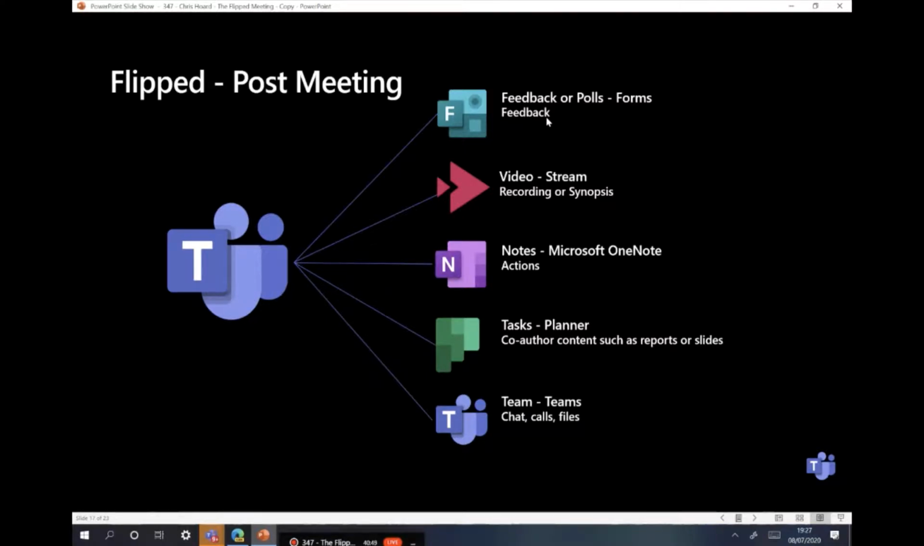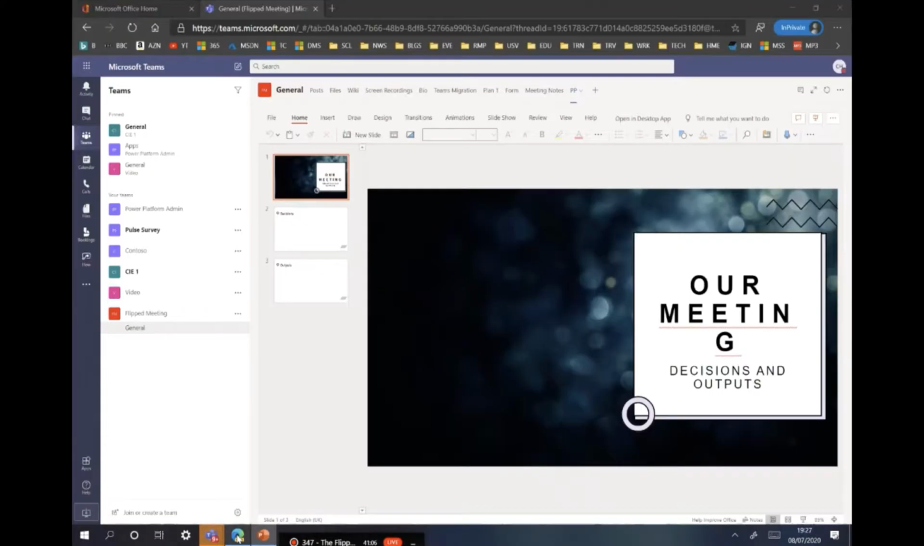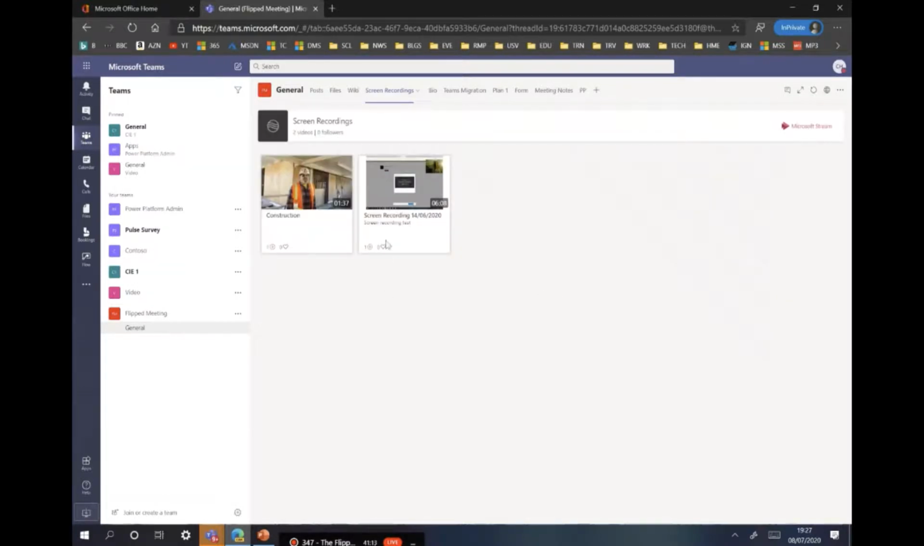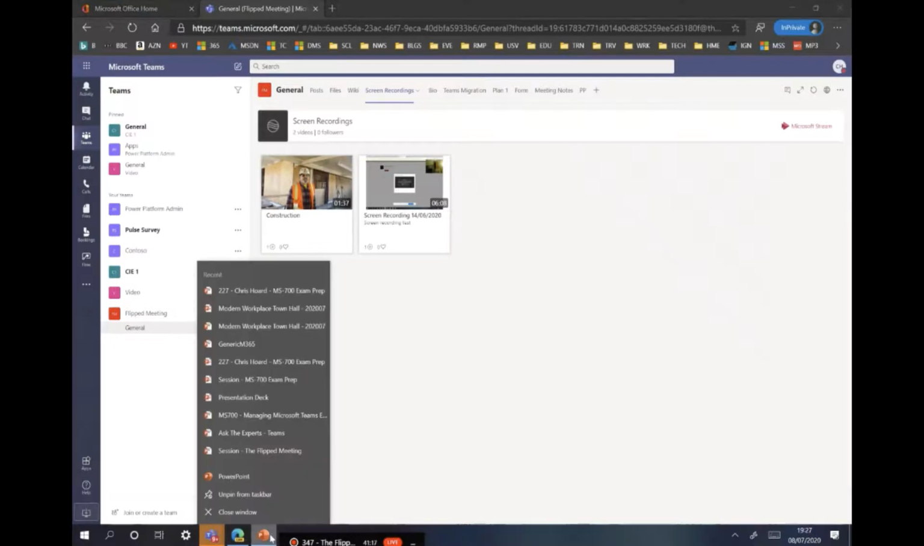We've got this idea of feedback and polls through Forms, which we've already seen. We've got the idea that the organizer can make another video to present back those ideas to the attendees, and they can surface that up through Stream into Microsoft Teams. So if we go back into our recordings, we can create another new video and pipe it into our actual team.